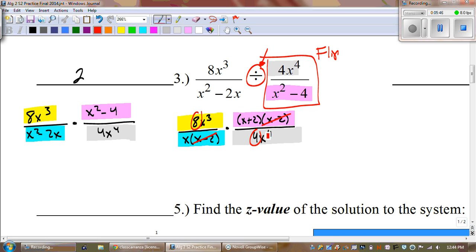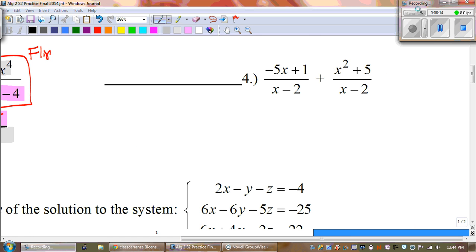Now, who wins with the x's, the top or the bottom? Yeah, the bottom wins, and the bottom wins by 1, so we would have an x to the 1. But then we have to keep track of all of these because we have x and x, so that gives us x squared on the bottom, and then the only thing that's left is x plus 2. So we have 2 times x plus 2 over x squared.